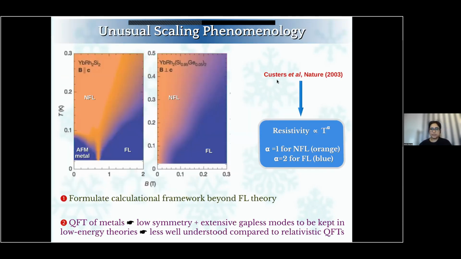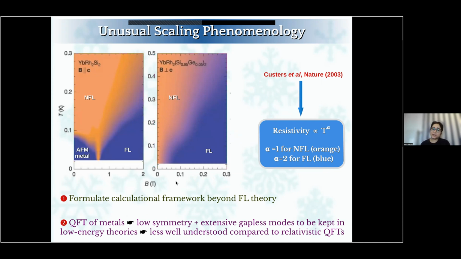Now, there are various experiments that have seen this strange metal behavior, and here is an example of experimental results. There is a heavy fermion compound for which the resistivity is being measured. The resistivity is found to vary as T to the power 1, or linear in T, in this orange region, and then it goes as T squared in the blue regions, which is the usual Fermi liquid behavior.